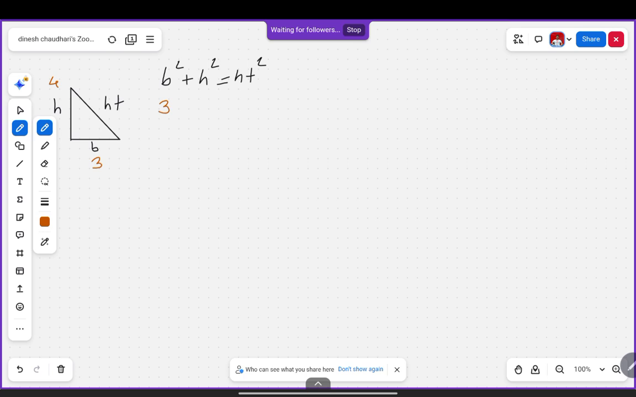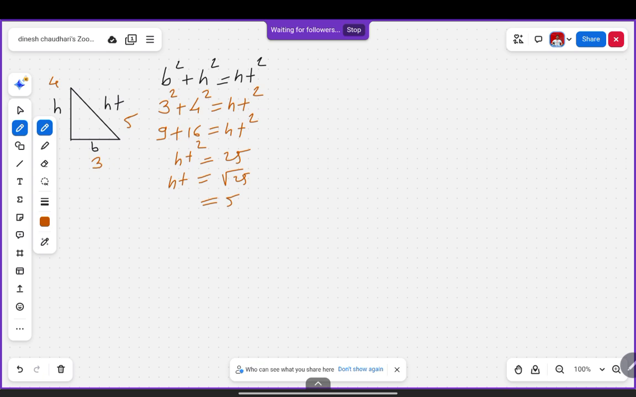So according to Pythagoras theorem, base square, which is 3 square, and height square, which is 4 square, equals hypotenuse square. If you convert into values, 3 square is 9, 4 square is 16, equals hypotenuse square. Hypotenuse square sums to 25, so hypotenuse is root of 25, which is 5. So if base is 3 and height is 4, then hypotenuse should be 5.